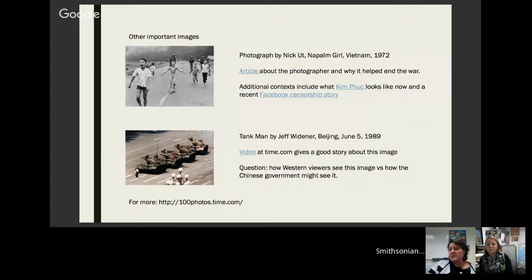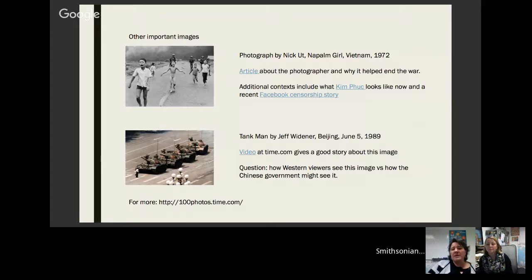Tiananmen Square, this also is an image you know. There are several versions of it. There were 4 or 5 photographers who were there at the time. Tank Man by Jeff Widener was in Beijing in his hotel room, happened to see this image. It's a profoundly disturbing image to see this very small, fragile human being with 4 tanks aimed at him.